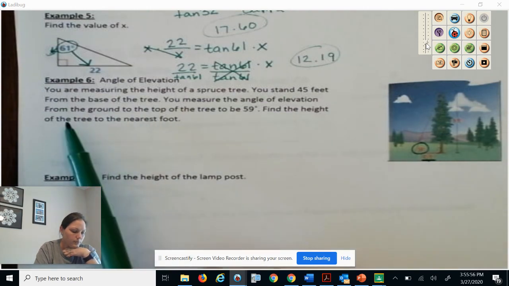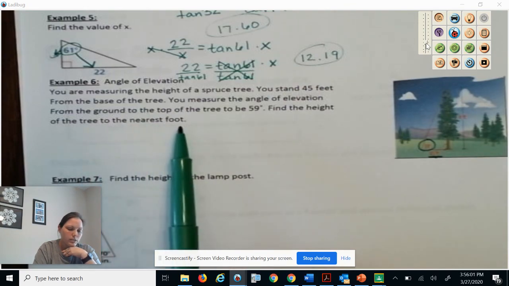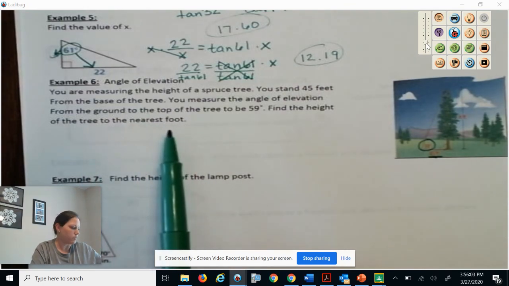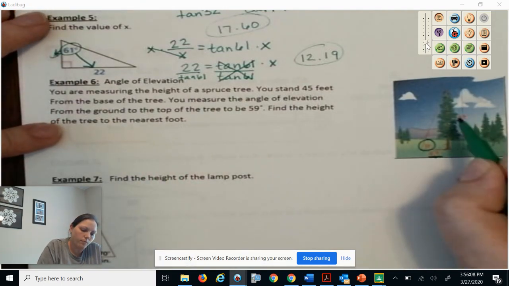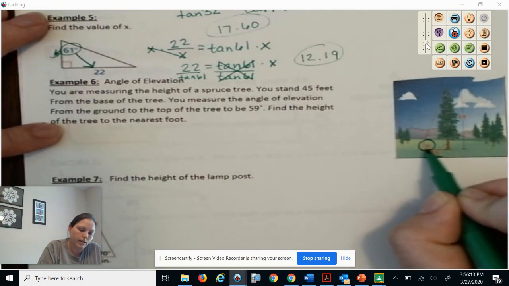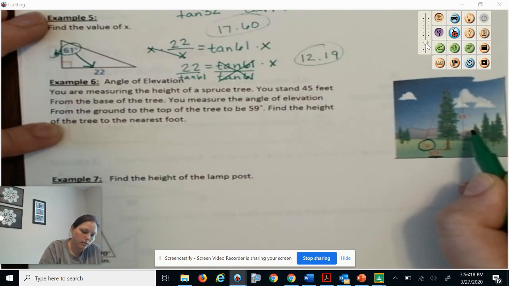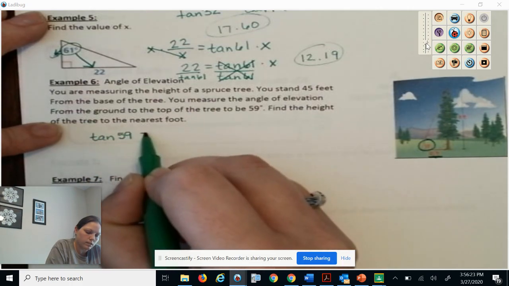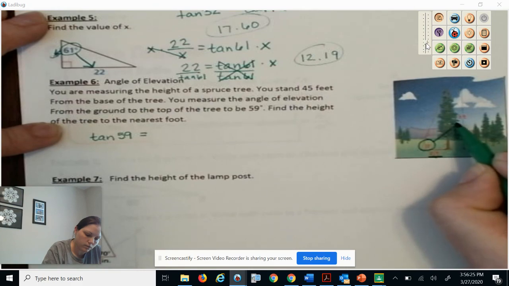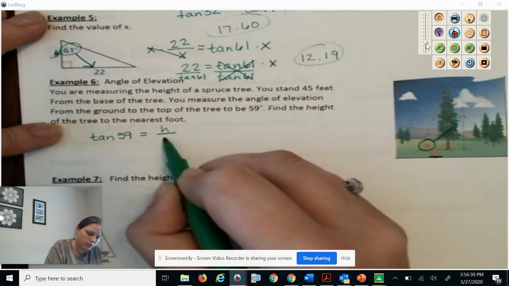All right, back to our problem. From the ground to the top of the tree was 59 degrees. We want to find the height of the tree to the nearest foot. So we're not going to be dangerous climbers. We're just going to use our brains to get the numbers, right? Okay, so we want to find h, the height of the tree. So we have the angle, we have one side length, and we can find the other side length. Okay, so we know the tangent of 59, that's our angle, is equal to the opposite, which is h, over the adjacent, which is 45.